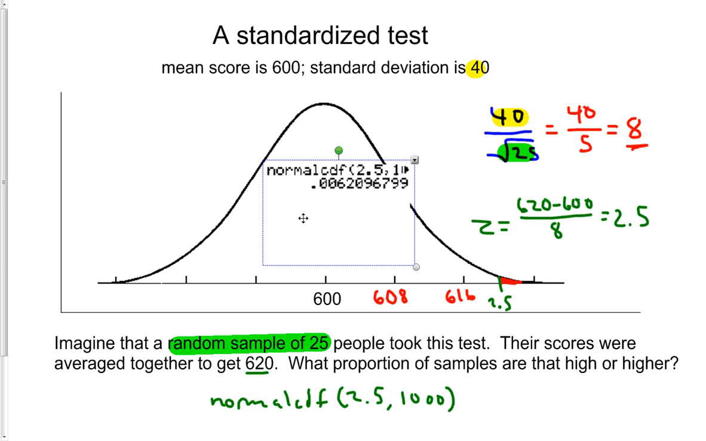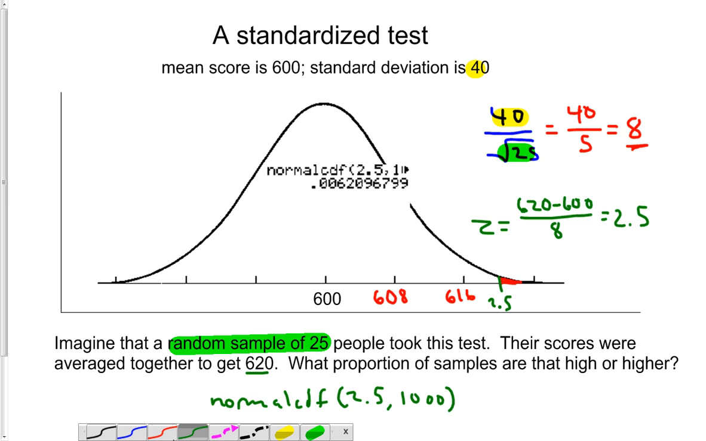Now, if we're getting an area of 0.006, that's very small. Our picture confirms that it's very small. So what proportion of samples are that high or higher? 0.006 would be the answer to this problem. So that's less than 1% would be this high or higher.